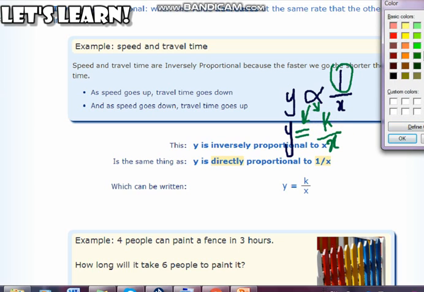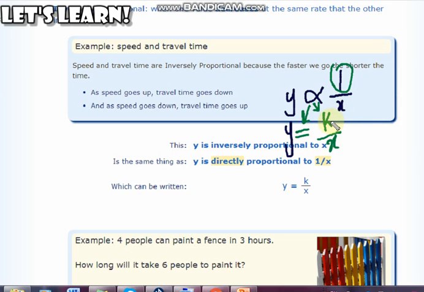We all know from earlier that K is nothing but a constant term. Constant term वो होता है जो कभी भी change नहीं होता. Its value is always the same. Y can change, X can change, but the constant will never change. So constant is the fixed value. This is how we represent inverse proportion, and this is how we change an inverse proportion into an equation.